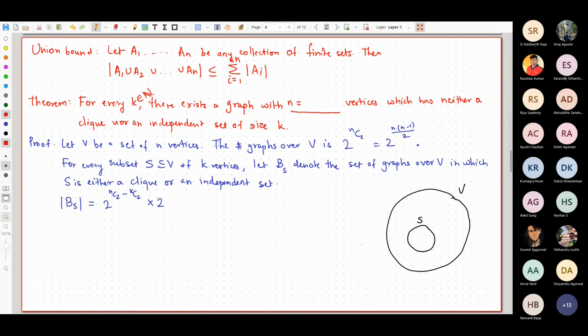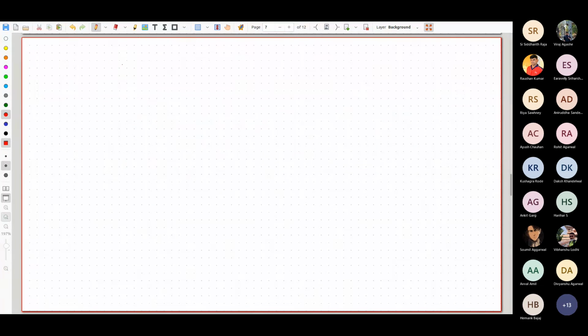Correct. Yeah. Divyanshu, your hand is up. I was a bit confused regarding this B sub S and all that. Can you just give an example for small sizes? Okay, fine. Okay, example. Let's go to the next slide. Right. So let's take this graph.